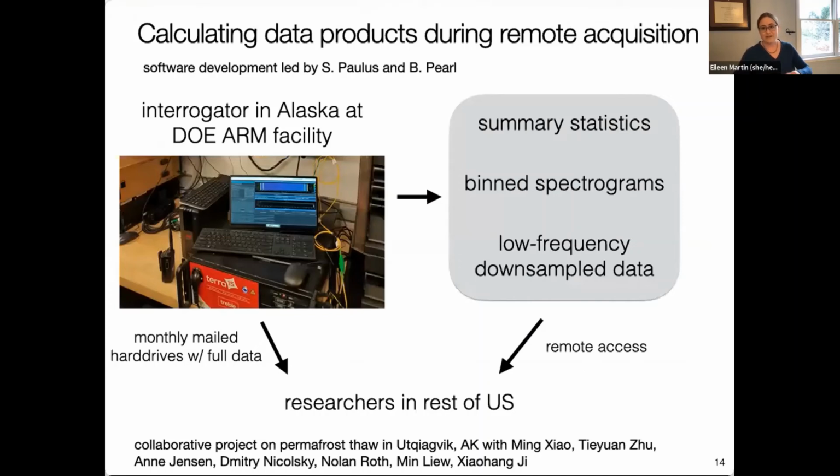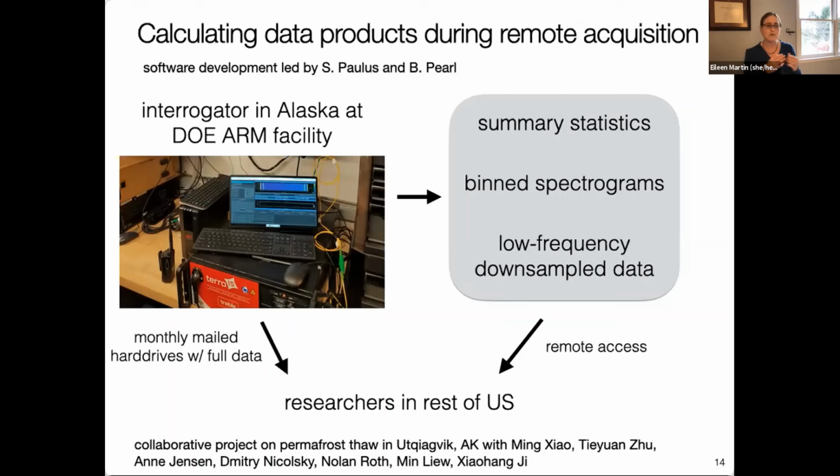One of the other strategies that we're having to use besides just cloud computing for managing these large data quantities is actually doing more computing in the places where we're actually collecting our data. And so in August, I got to go out to Utqiagvik, Alaska with Ming Zhao and collaborators, where we're doing a study of permafrost thaw there. We don't have a lot of bandwidth, and so two of the students working with me, Samantha Paulus and Brandon Pearl, put together a bunch of codes so that we're able to actually calculate different summary statistics and data products, things like our binned spectrogram, our low-frequency downsampled data as they're being collected, so that we don't have to go through all of our raw data at first.